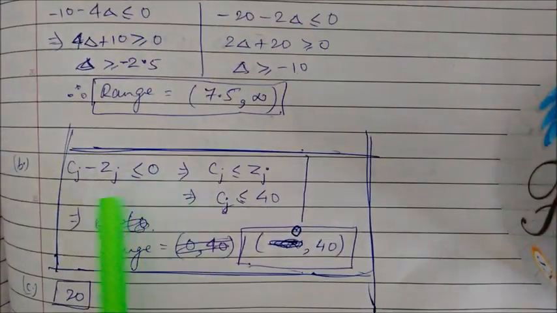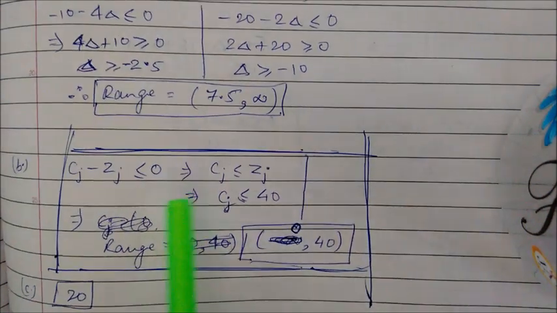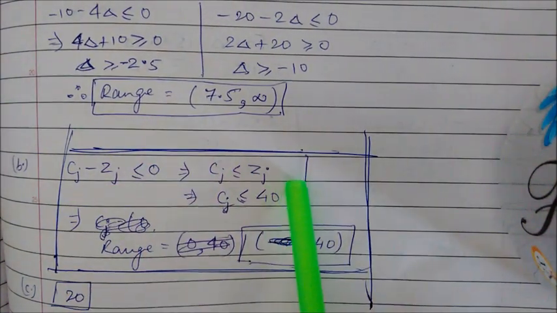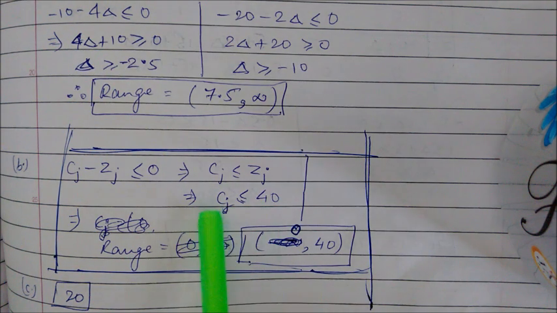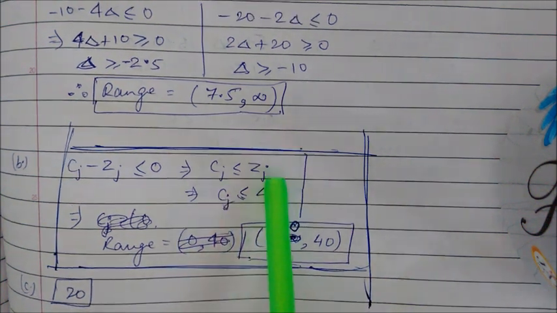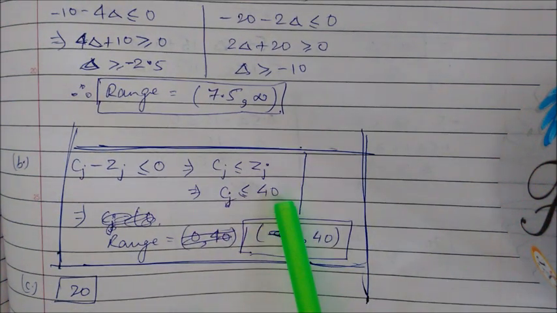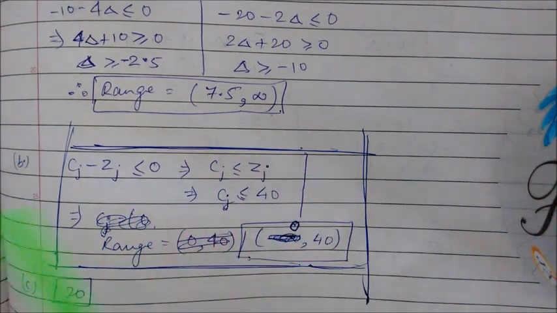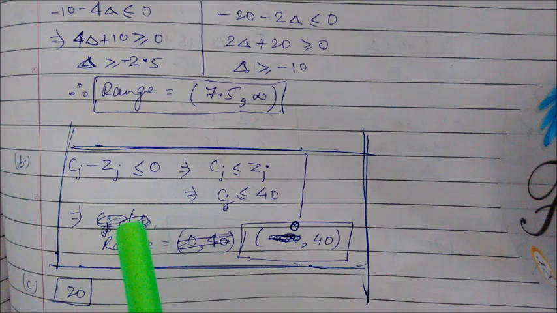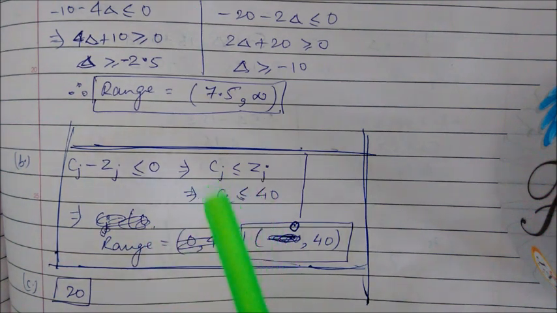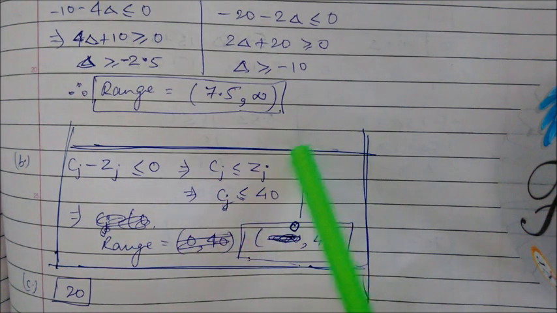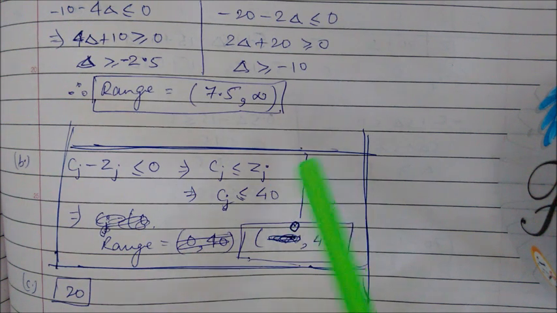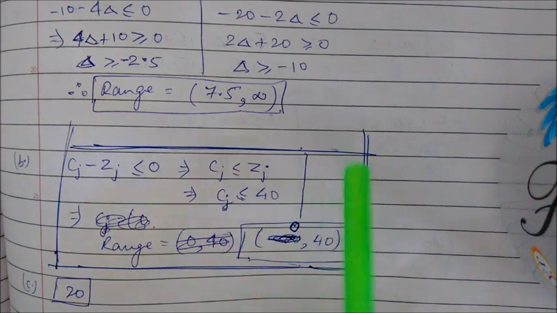So I've done Cj minus Zj less than equal to 0. So basically it turns out to be Cj is less than equal to Zj. I've simply put the value of Zj in this. This is a very easy question actually, when we need to find out the range for the profit of a non-basic variable. It is fairly simple. Cj should be less than equal to Zj. That is in case of a maximization problem.